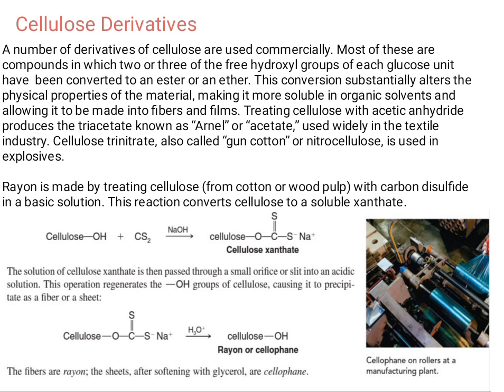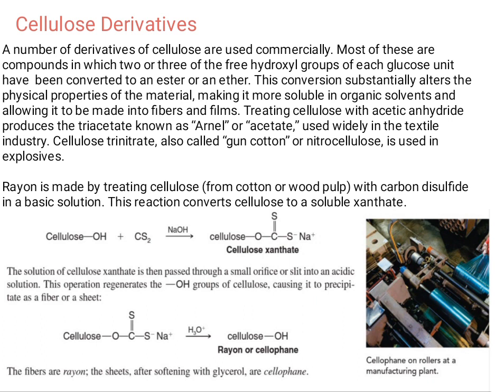Treating cellulose with acetic anhydride produces the triacetate known as acetate. It is used widely in the textile industry. Cellulose trinitrate, also called gun cotton or nitrocellulose, is used in explosives. Rayon is made by treating cellulose with carbon disulfide in a basic solution.